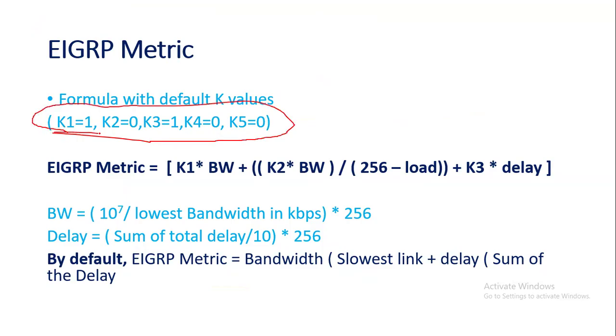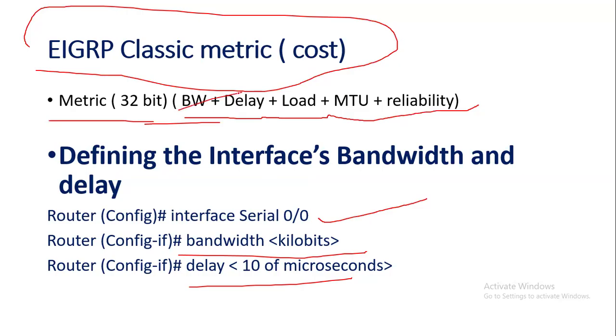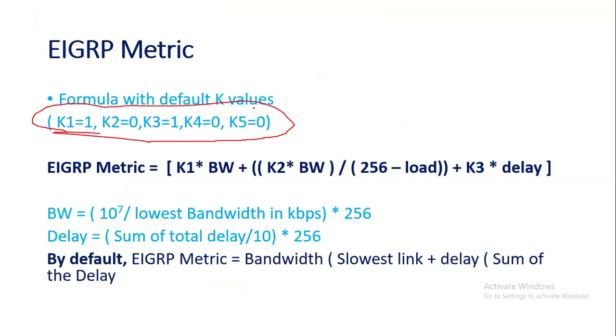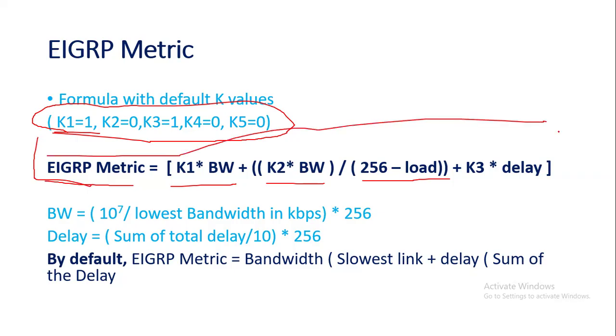While calculating the EIGRP metric, what is K1? It's bandwidth. And K3? It's load and delay. The formula is K1 times bandwidth, plus K2 times bandwidth divided by 256 minus load, plus K3 times delay. That is the EIGRP formula, and then it can be calculated.